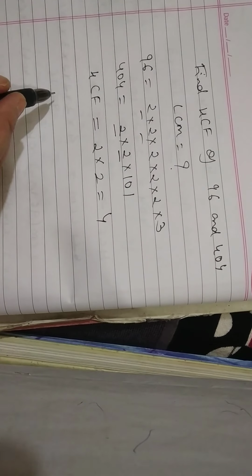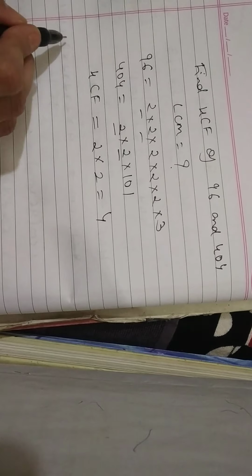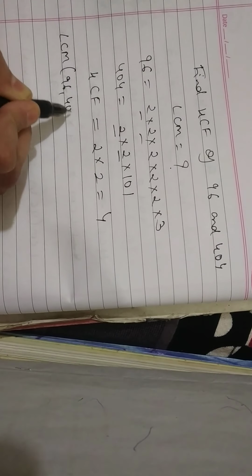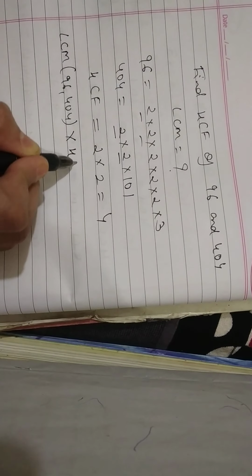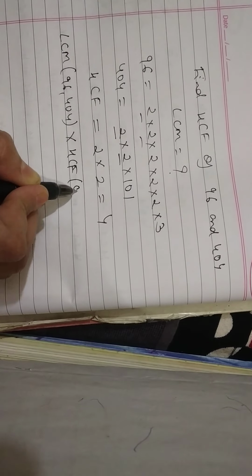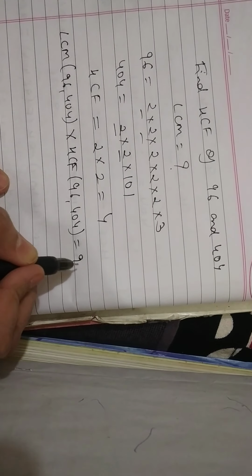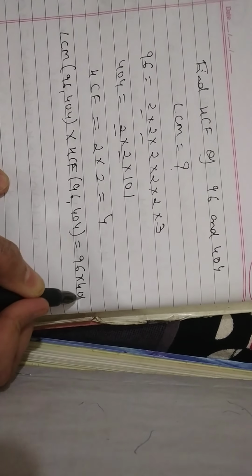You got this as 4. But we are supposed to find out LCM. So we'll write that formula. LCM of 96, 404 into HCF of 96, 404 is equal to product of two numbers.